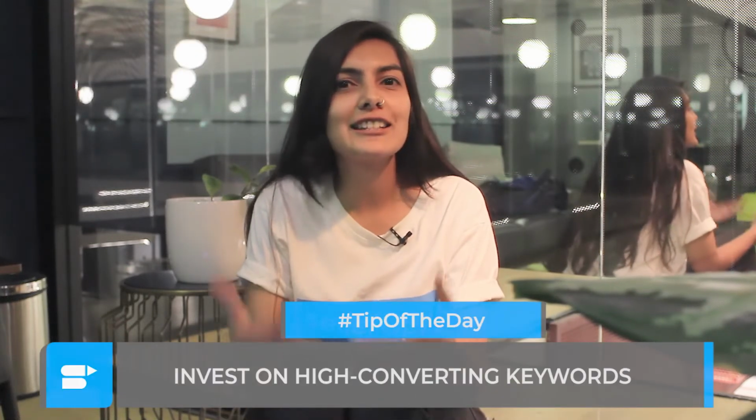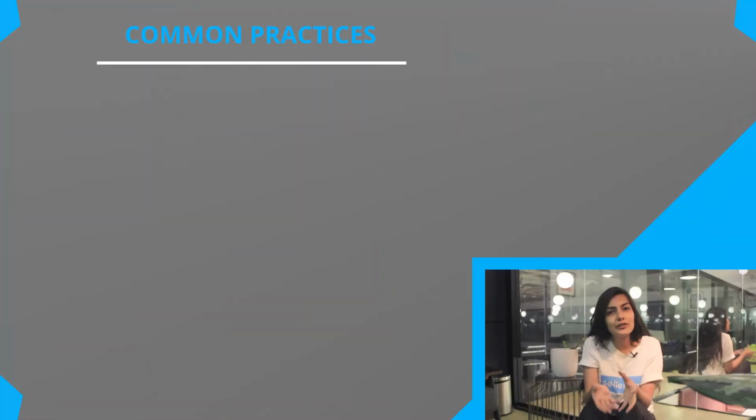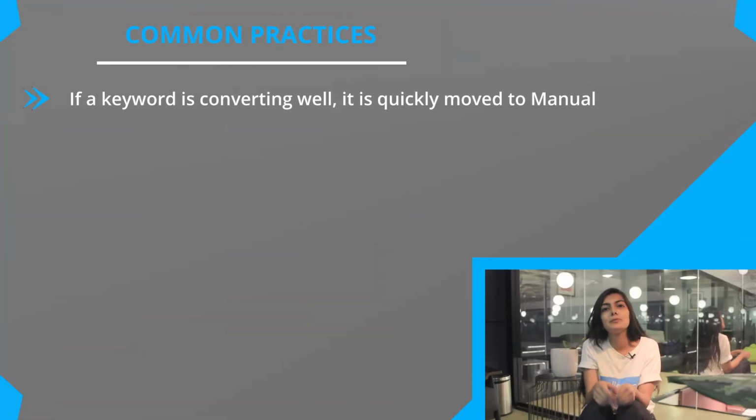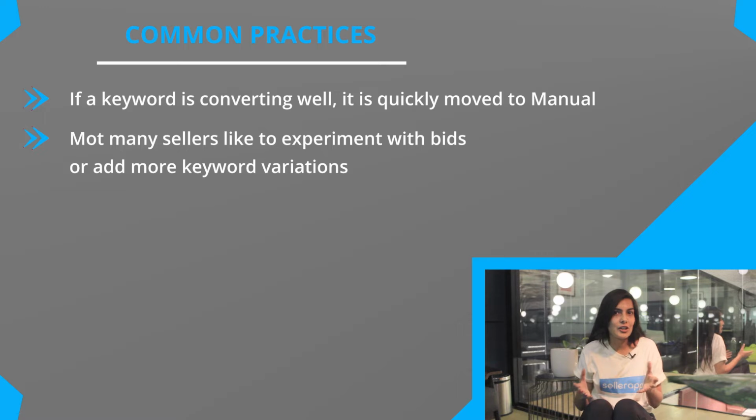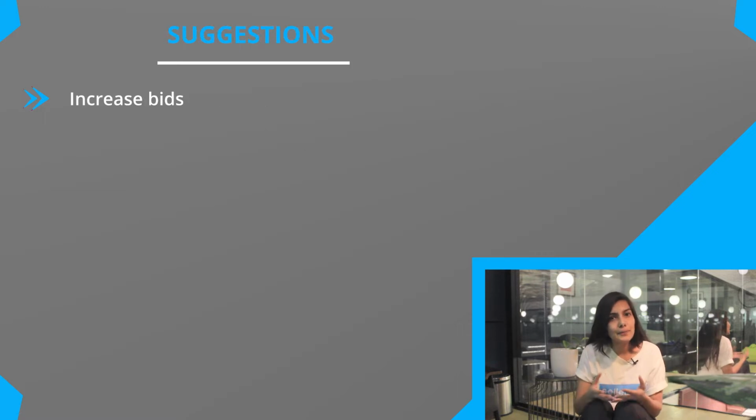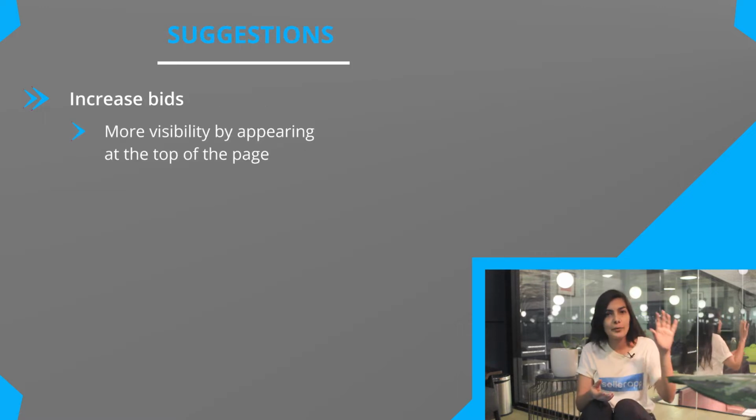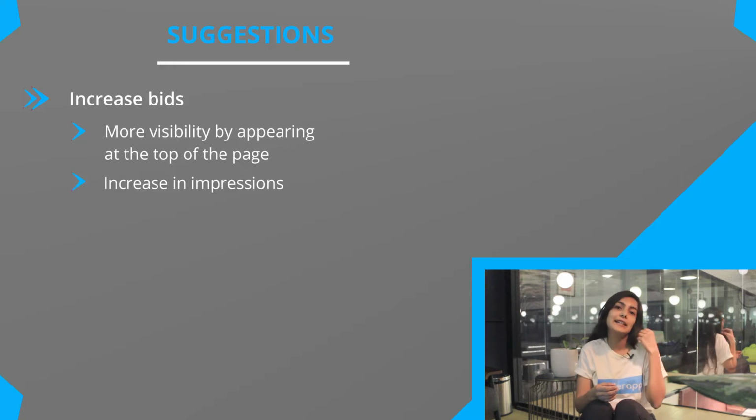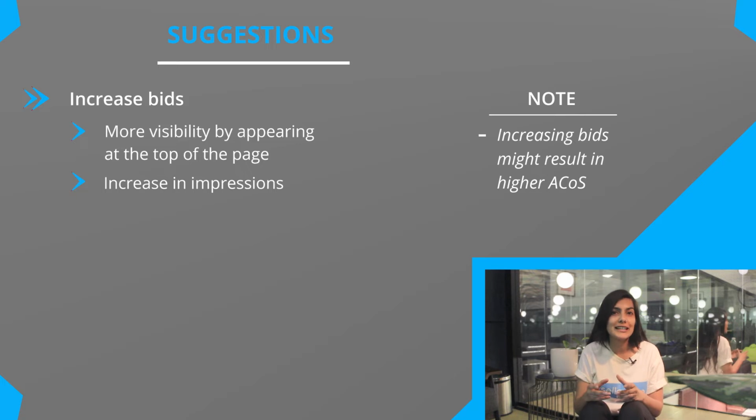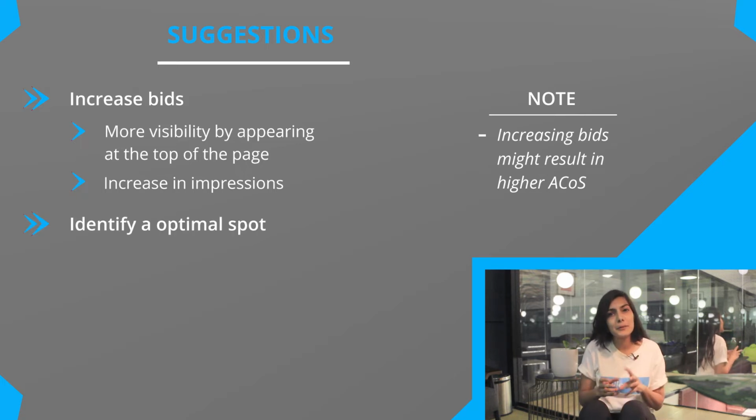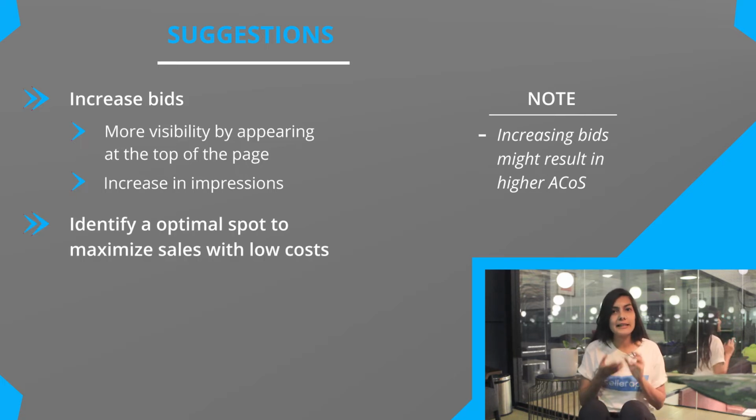For today's tip, we look at what happens when you don't invest enough money on converting keywords. It's a general practice to move high converting keywords to manual campaigns, but not very often sellers experiment with the high converting keywords by increasing bids or adding more keyword variations. So by increasing bids, you can expect more visibility in terms of appearing at the top of the page, or you can expect increased impressions. But you have to keep in mind that by increasing bids, you could be increasing your ACoS as well. So an optimal spot has to be identified where you maximize sales by keeping the costs as low as possible.